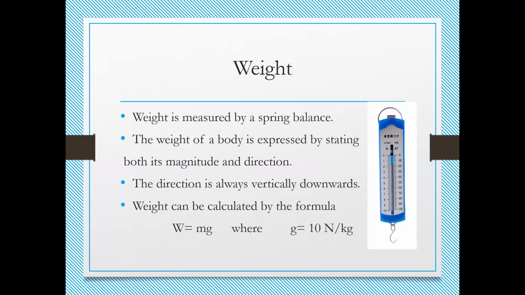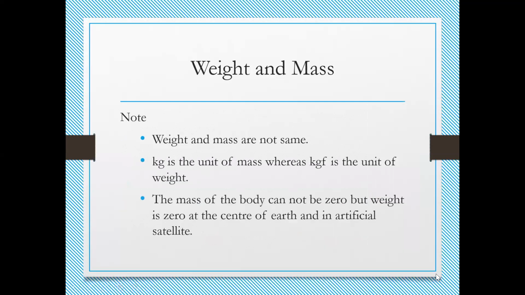Weight can be calculated by the formula W is equal to mg, where m is the mass of the body and g is 10. G is equal to 10, which is taken as a constant. By now, we all know what weight and mass are, but there are a few things related to weight and mass which we should know.